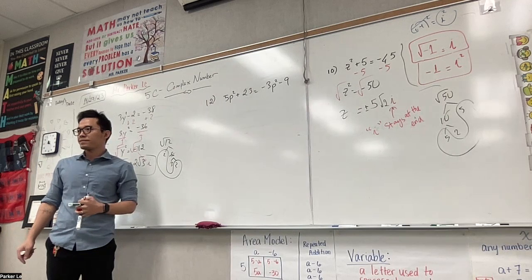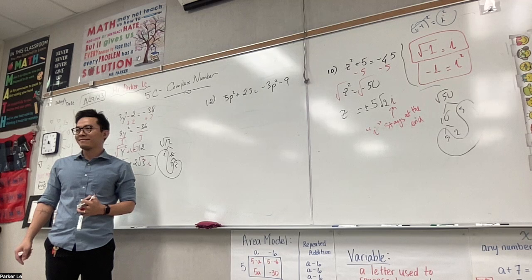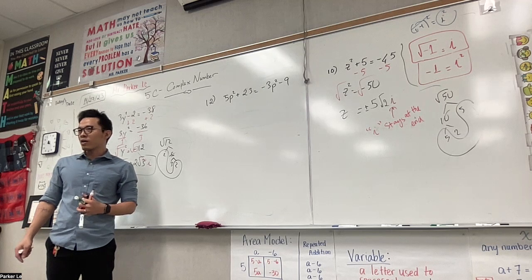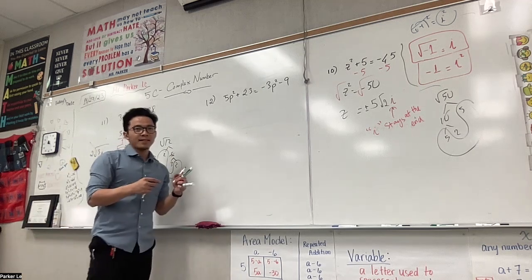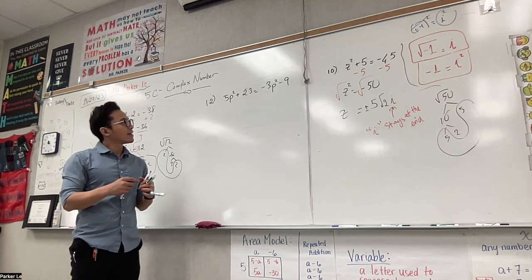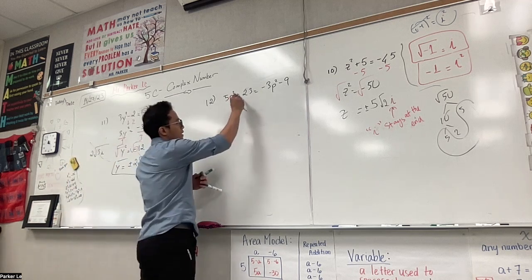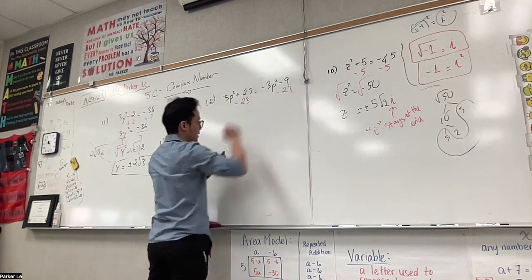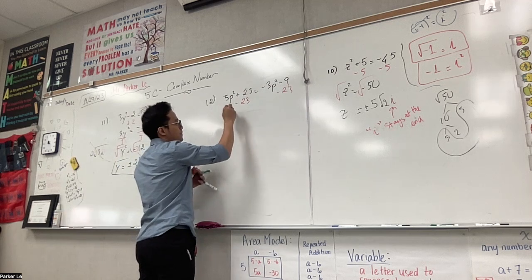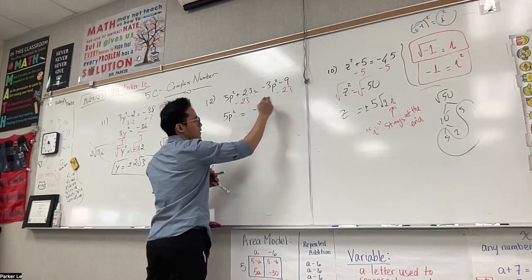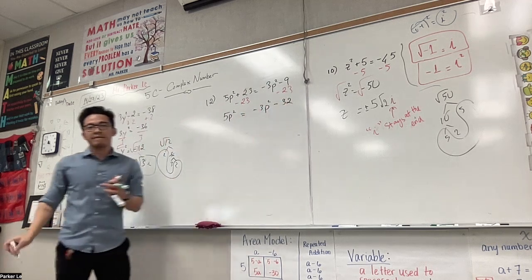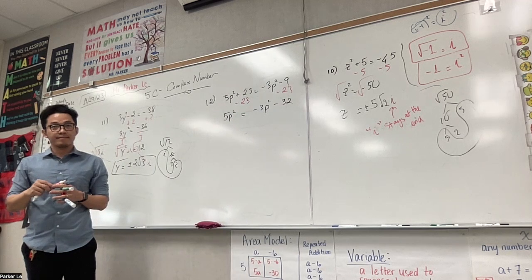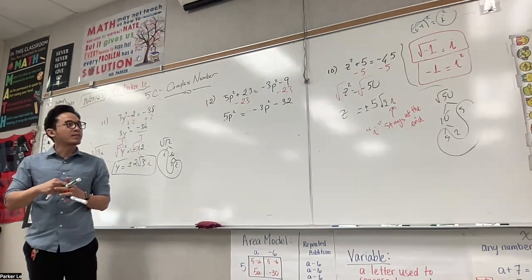Number 12. Who wants to try number 12? All right, Abraham, go ahead. Okay, all right, minus 23. So you be careful with the first. So minus 32. Next. How do you isolate it?